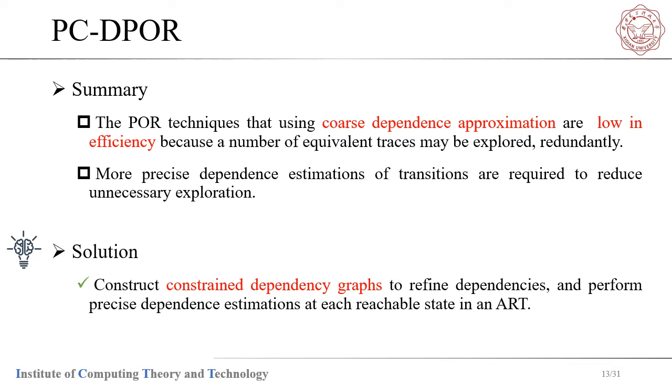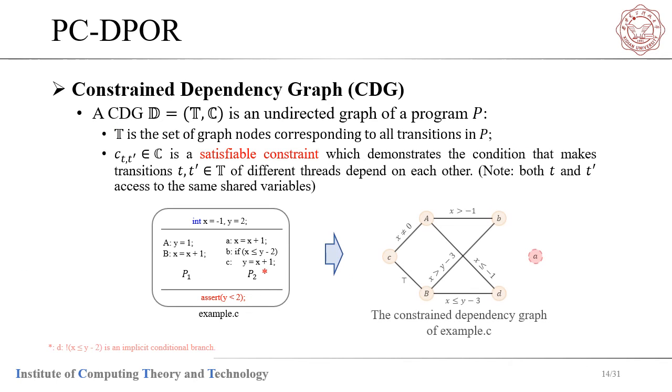To sum up, the partial order reduction techniques that use conservative dependence approximation are low in efficiency because a number of equivalent traces may be explored redundantly. Therefore, we are motivated to reduce unnecessary exploration of transitions by performing more precise dependence estimation of transitions. To achieve this goal, we construct constraint dependency graphs to refine dependencies. A constraint dependency graph is an undirected graph of a program. It consists of a set of nodes T and a set of dependency constraints C.